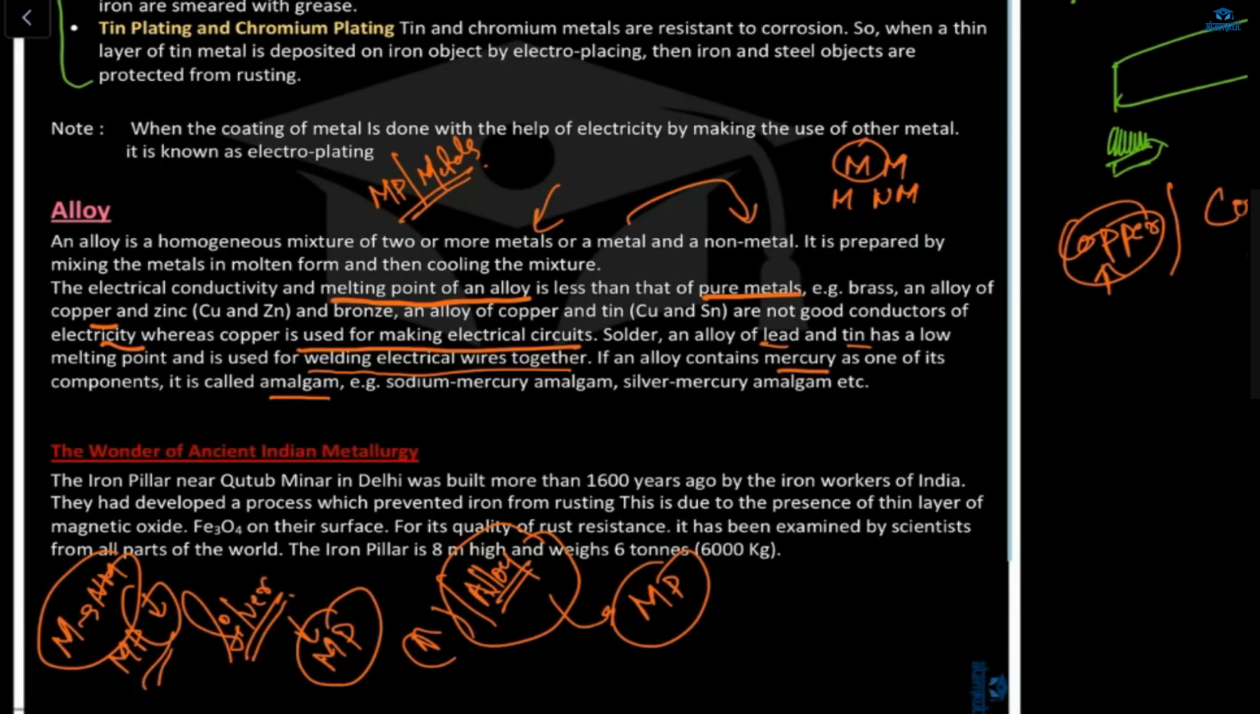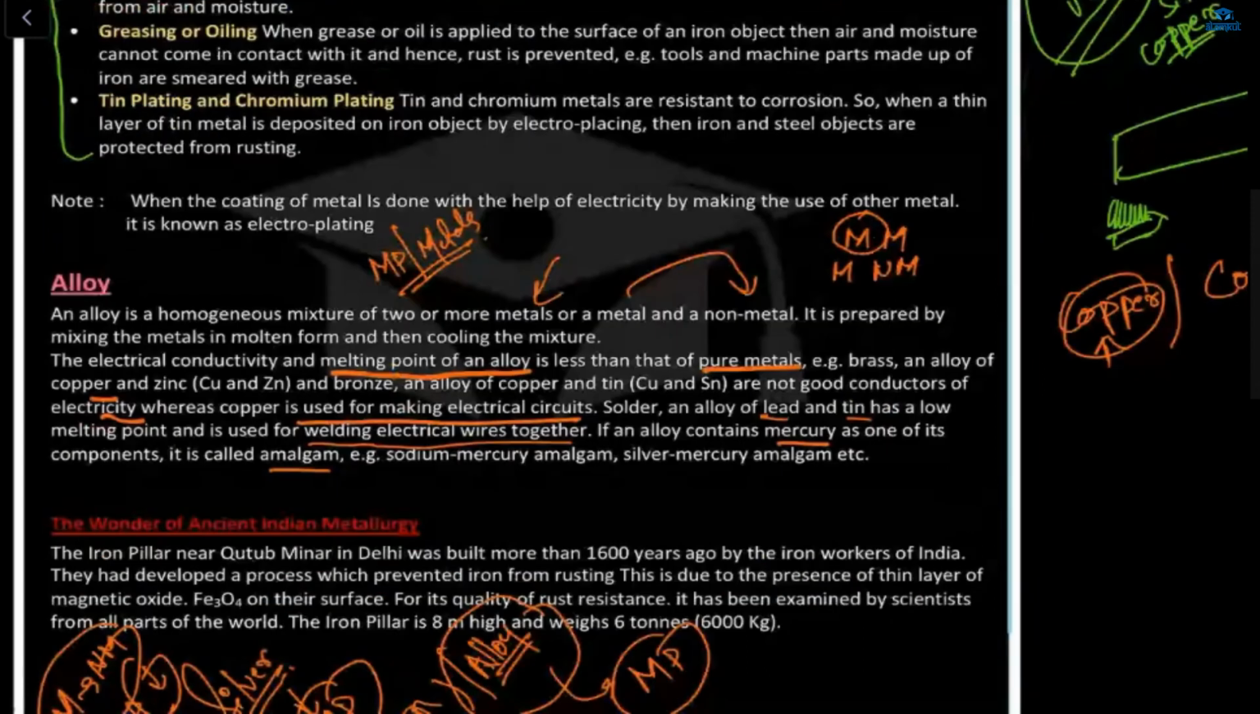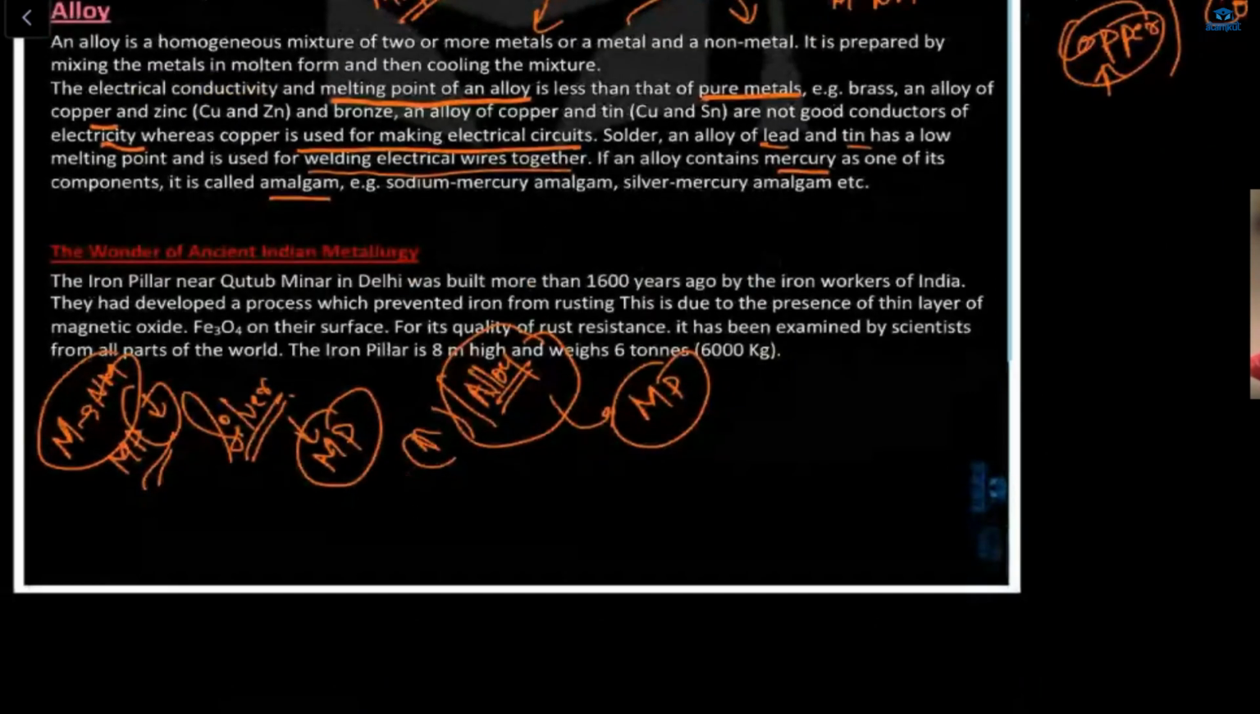ठीक है? अच्छा, tell me what is amalgam. Where mercury is present as one of the components in the alloy. Amalgam. Yes.